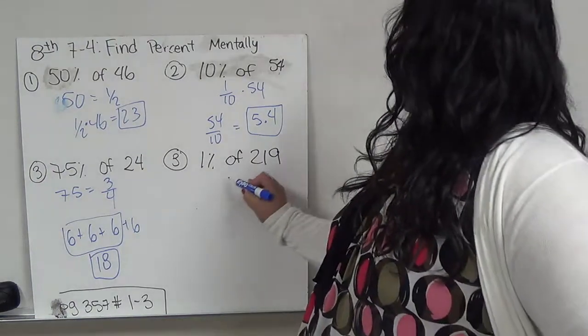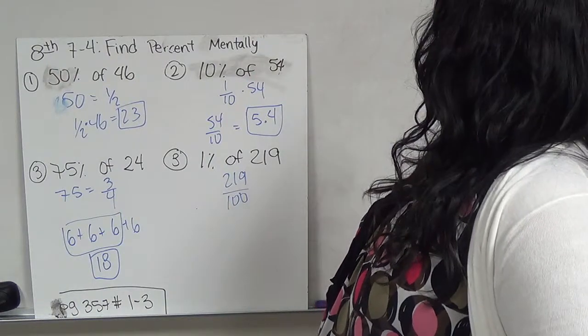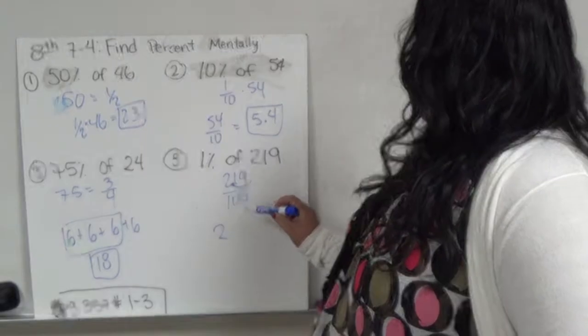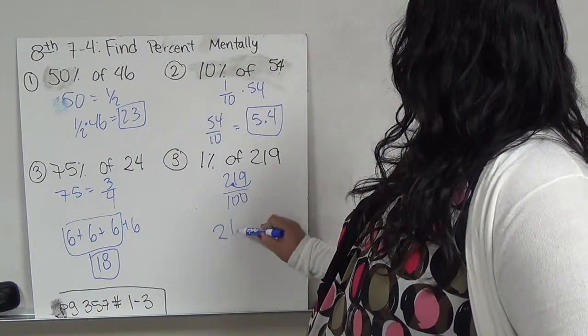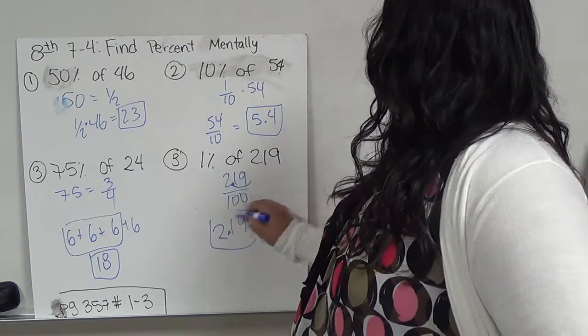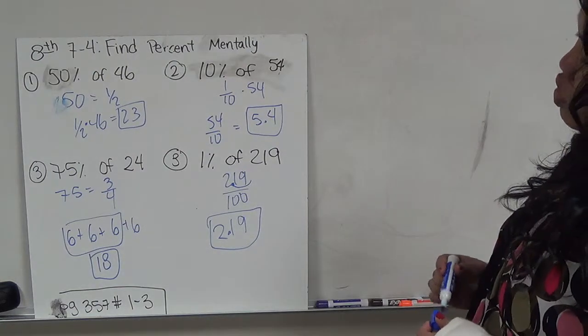1% is basically 219 over 100, right? So 1% would be 2 decimal places, so it'd be 2.19. So 1% of 219 is 2.19. So there's just some mental facts.